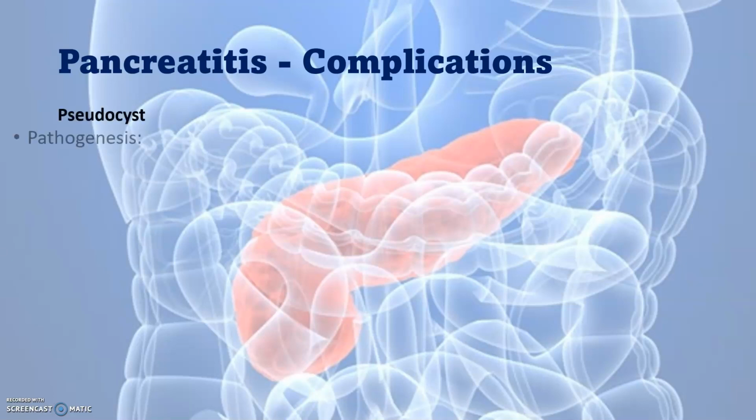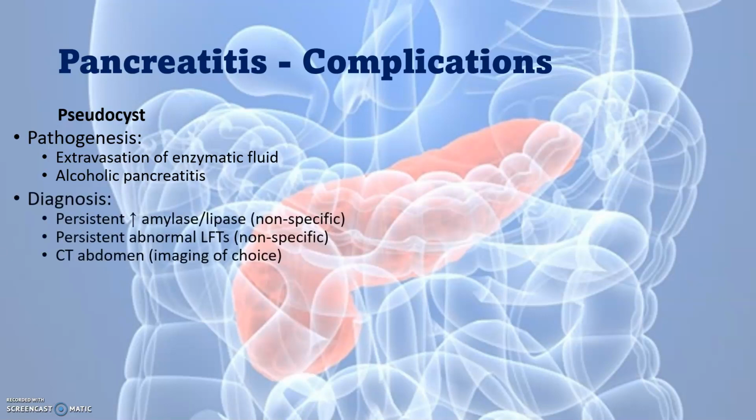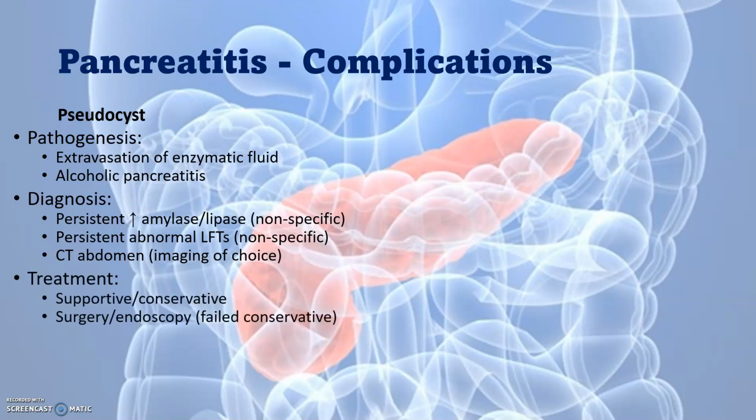So we're going to talk about pseudocysts. They tend to be caused by extravasation of enzymatic fluid, often seen in alcoholic pancreatitis. These patients are diagnosed because they have a persistent elevation of the amylase and lipase or persistent abnormalities of their liver functions, and then the diagnosis can be confirmed on CT abdomen. Treatment is supportive and conservative, although failed conservative management may require endoscopy or surgery.